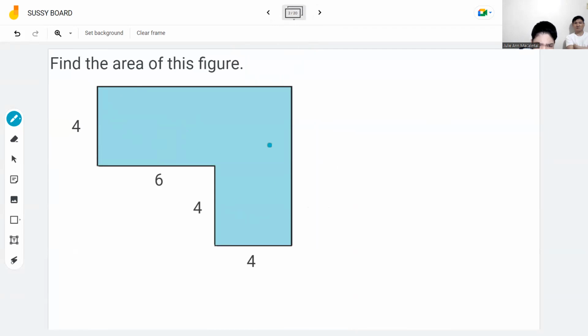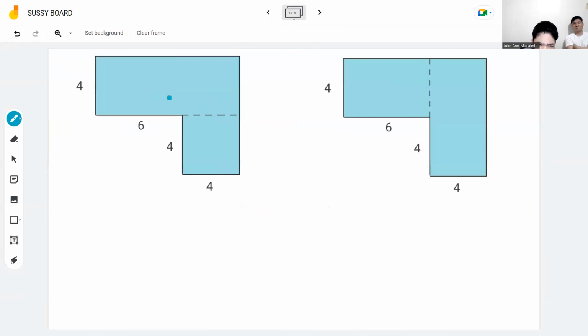Is there any area formula for this L shape? No. But there are area formulas for the rectangle and the square. The area of a rectangle is width times length. And the area of a square is simply the side squared.